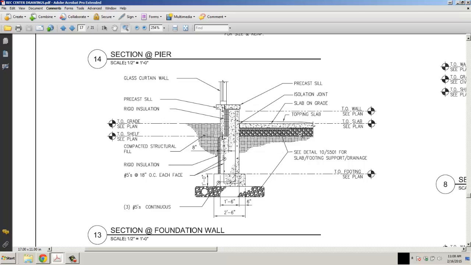So every area has a cross section that we can identify. We can also see our reinforcing steel in the concrete here. This is a number 5 at 18 inches on center each face. Number 5 rebar, these are 5/8. So the number of the rebar represents how many eighths of an inch in diameter it is. A number 5 rebar would be 5/8 of an inch. A number 4 rebar would be 1/2 inch. So that's part of that information.